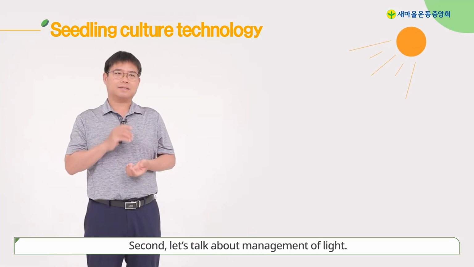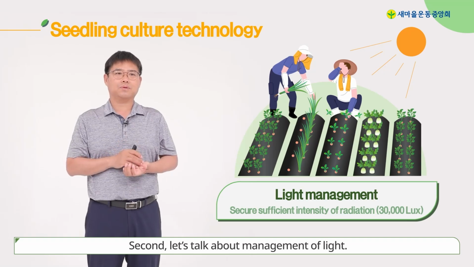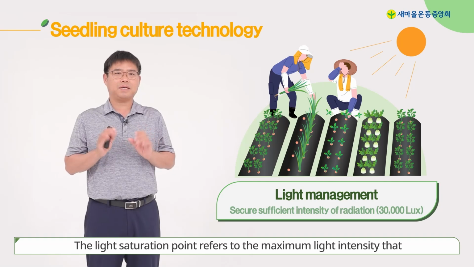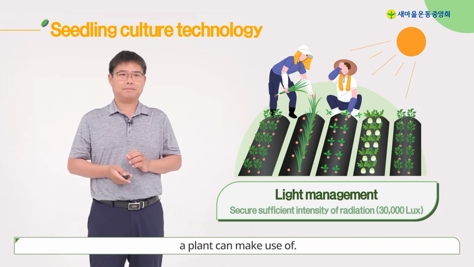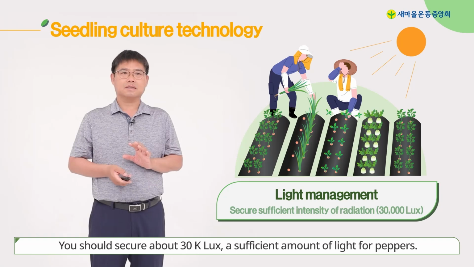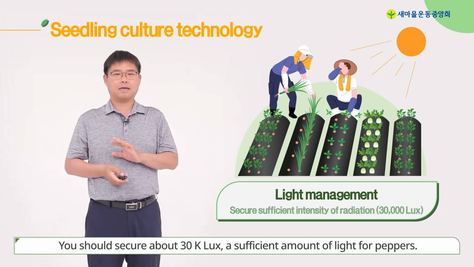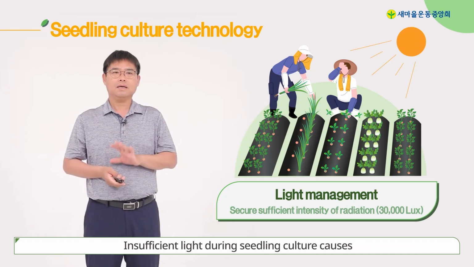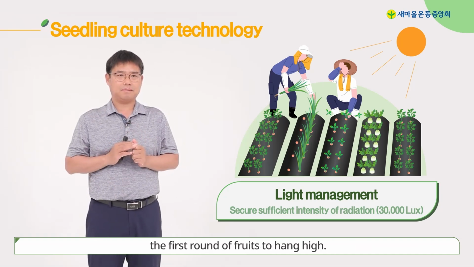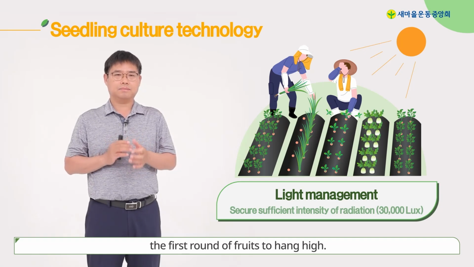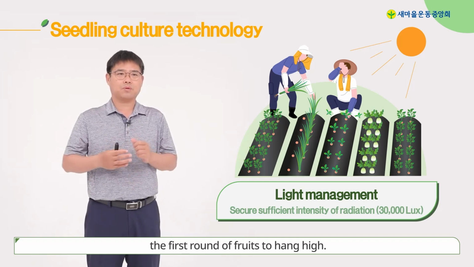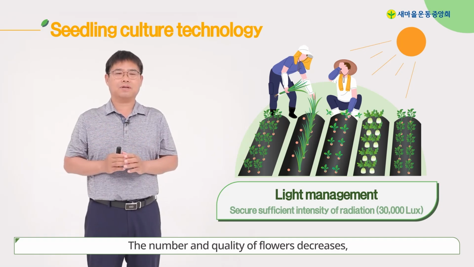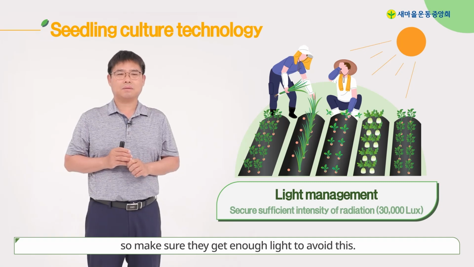Second, let's talk about management of light. The light saturation point refers to the maximum light intensity that a plant can make use of. You should secure about 30 K lux, a sufficient amount of light for peppers. Insufficient light during seedling culture causes the first round of fruits to hang high. The number and quality of flowers decreases, so make sure they get enough light to avoid this.